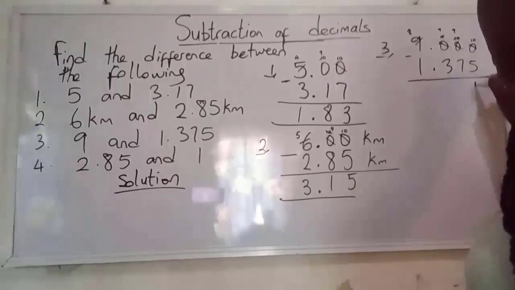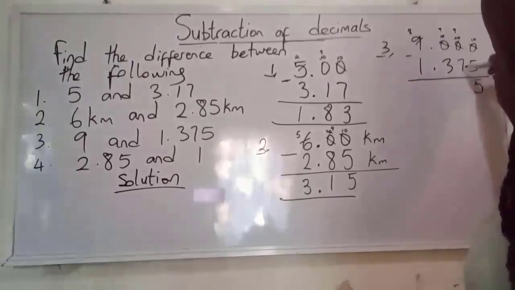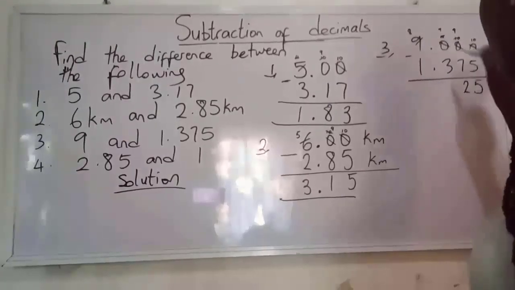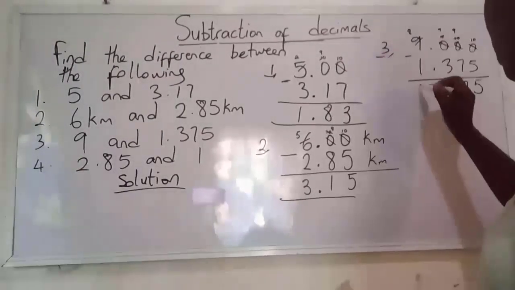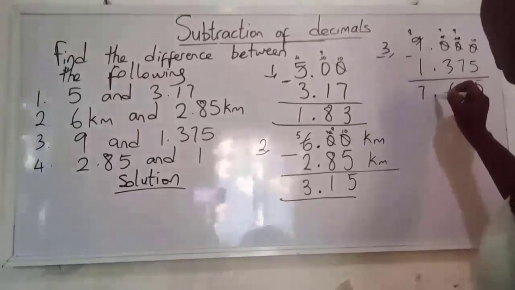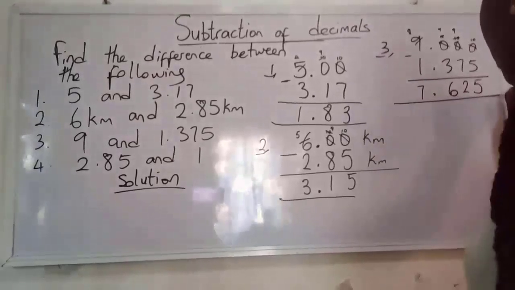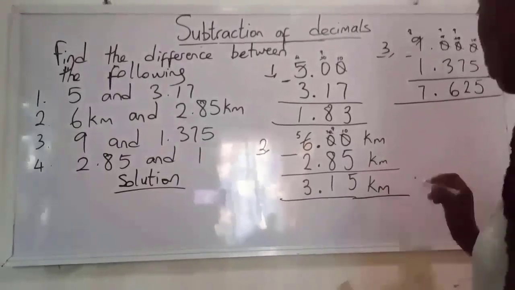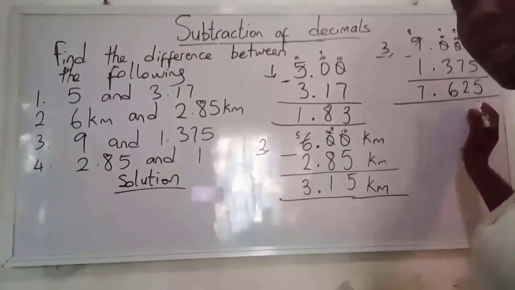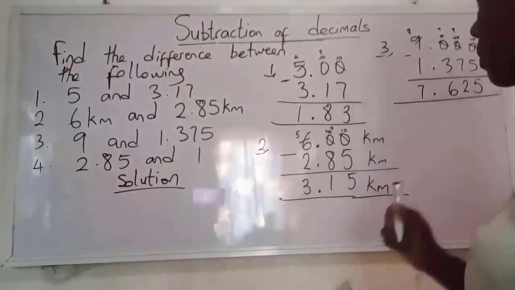10 minus 5 is 5. 9 minus 7 is 2. 9 minus 3 is 6. 8 minus 1 is 7. My decimal point is here. Remember to always put your units when you finish solving. So for this place, this is my final answer.